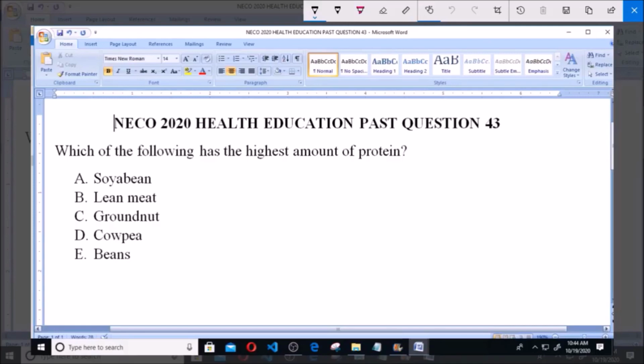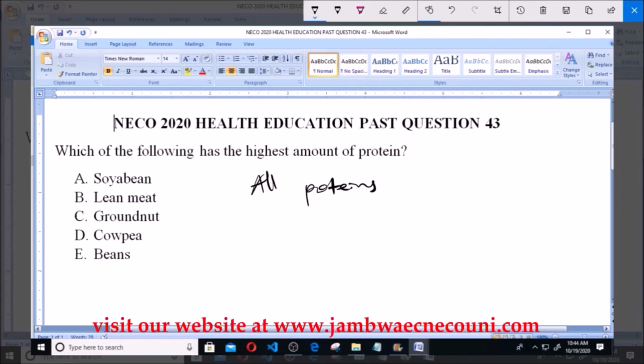I'll be answering NECO 2020 Health Education Past Question 43. Which of the following has the highest amount of protein? A. Soybean, B. Lean meat, C. Groundnut, D. Cowpea, and E. Beans. Now, all the options given to us here are all proteins. But we are required to give an answer that is the food containing the highest amount of protein. If you don't know this answer, there will be no way that you can guess this, because all these are proteins. The food with the highest amount of protein is beans.